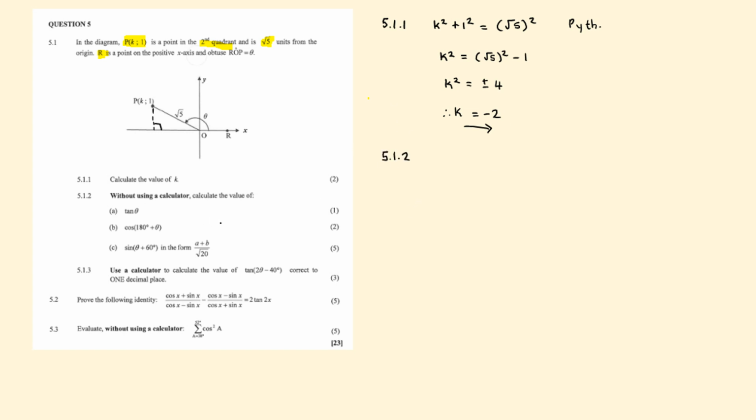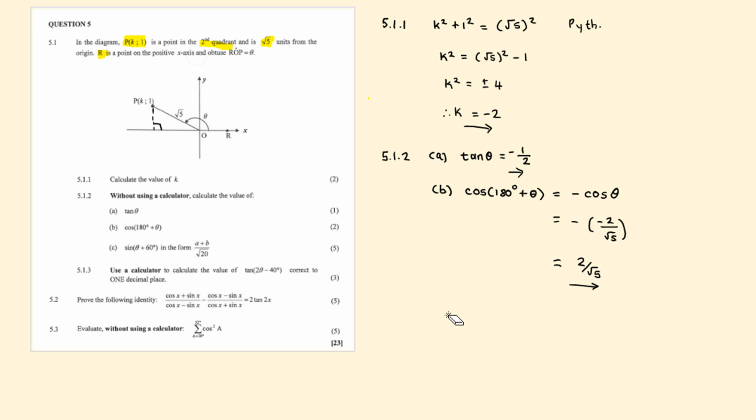Question 5.1.2a now says calculate the tan of theta. Well, tan theta is going to be 1 over negative 2. The cos of 180 degrees plus theta is a reduction formula. 180 degrees is in the second quadrant and cos is negative there, so this becomes negative cos theta. Then from the diagram, you have negative 2 over square root 5, just giving you 2 over square root of 5.